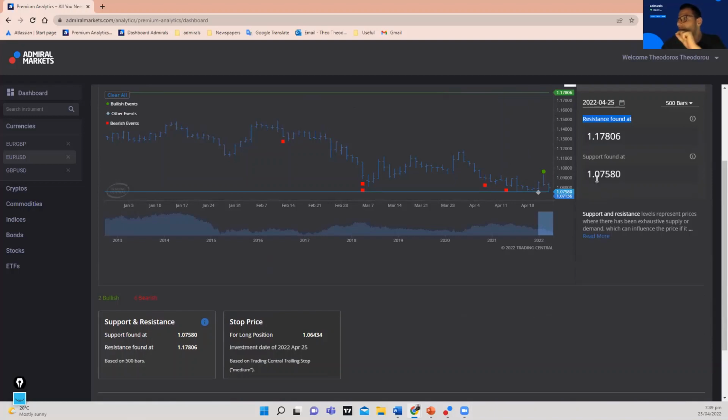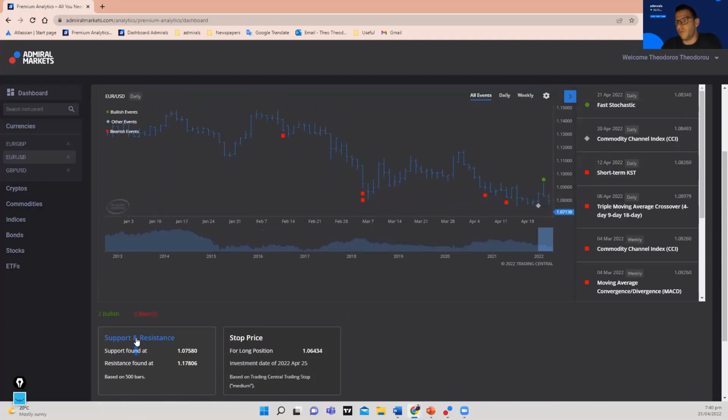So what you have to be aware of is that we have a support at 1.07580, which is pretty much the area we are currently at. That's why we have that bullishness on that intraday sentiment we saw before. Now, the resistance is a bit far away, so I'm not going to talk about the resistance. So the first thing we keep from this is the information of the support found.